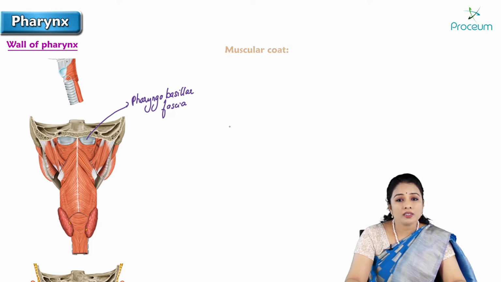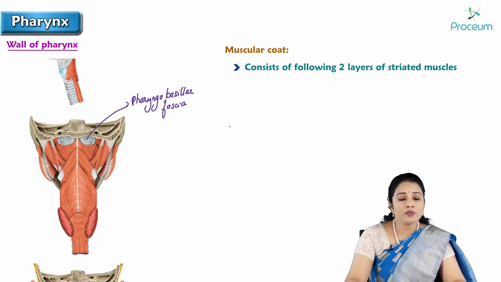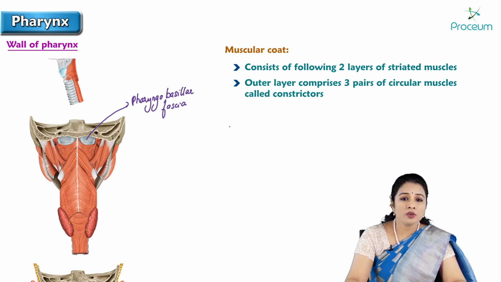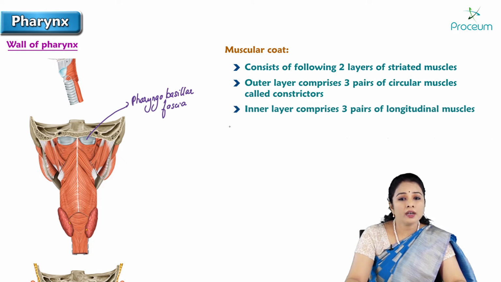Next, regarding the muscular coat. The muscular coat contains two layers of striated muscles. The outer layer comprises three pairs of circular muscles called constrictors. The inner layer comprises three pairs of longitudinal muscles.